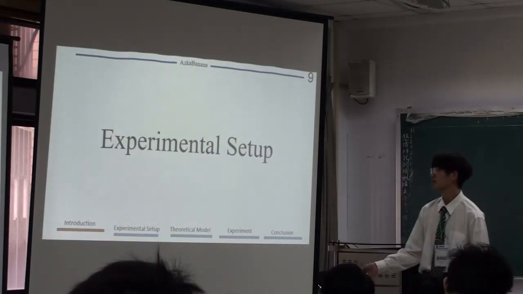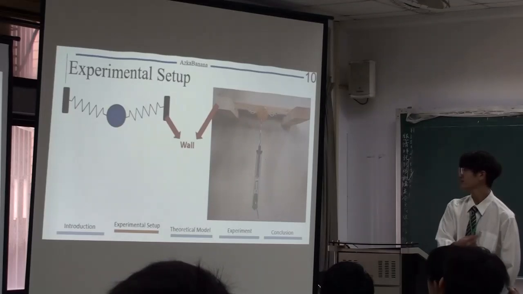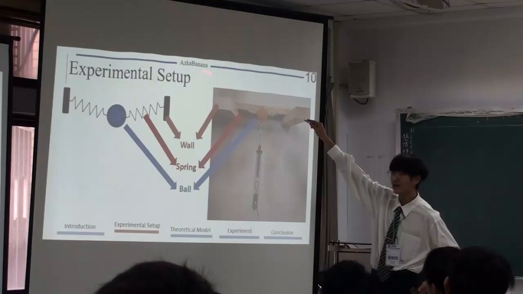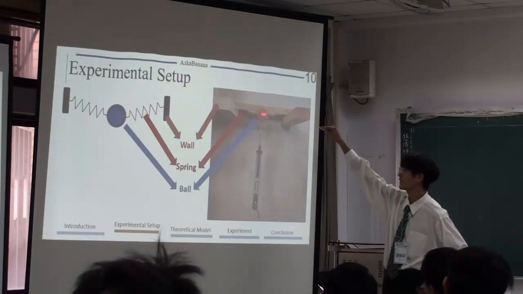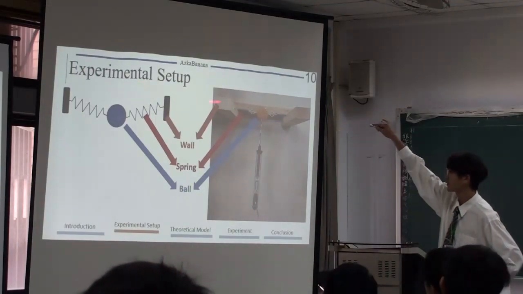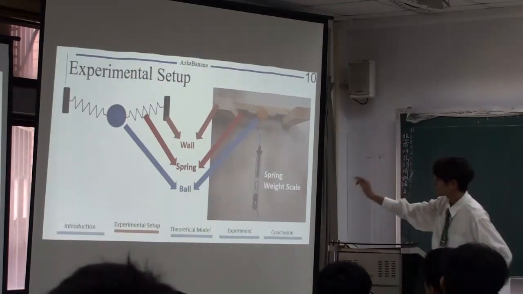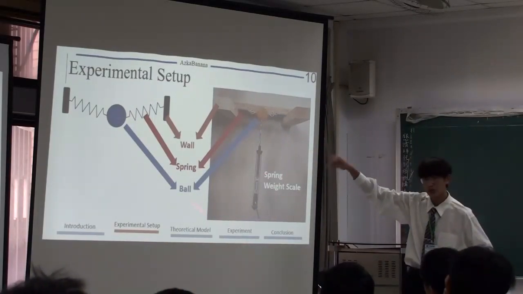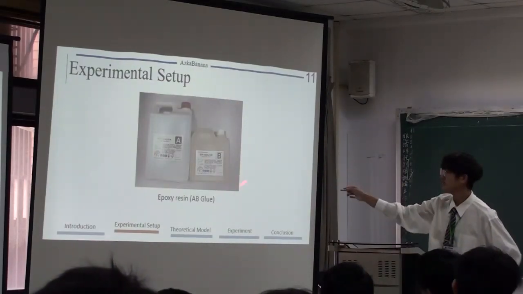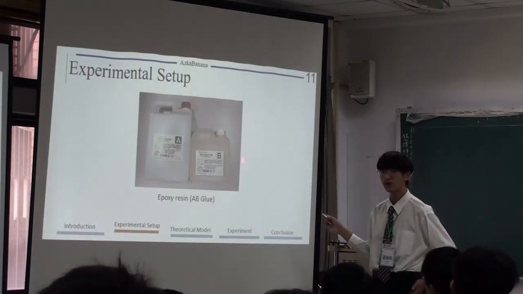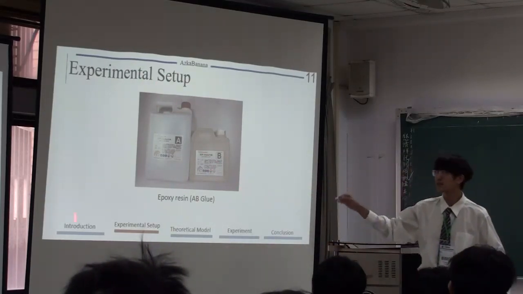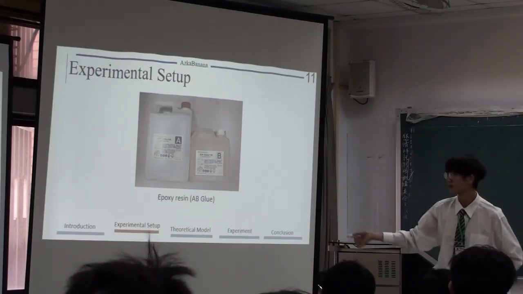This is the experiment setup. Now from this arrow, you can see the wall, which is a fixed point, and I stabilized it pretty well, so there won't be any horizontal motion in this system. Second, the spring and the ball. First, this is the spring weight scale, which I used to measure the force applied on this ball. And this is exploding resin, also known as AB glue. I applied it to the ball to increase the mass of the ball instead of choosing another kind of material.